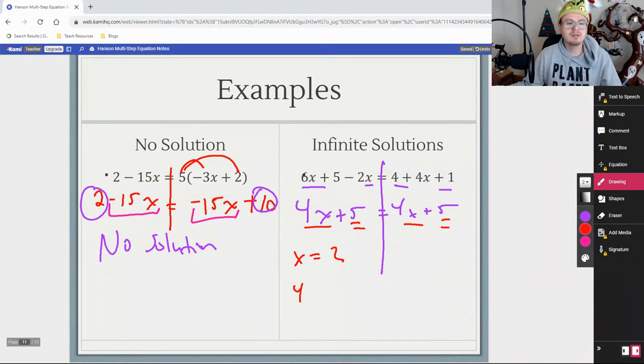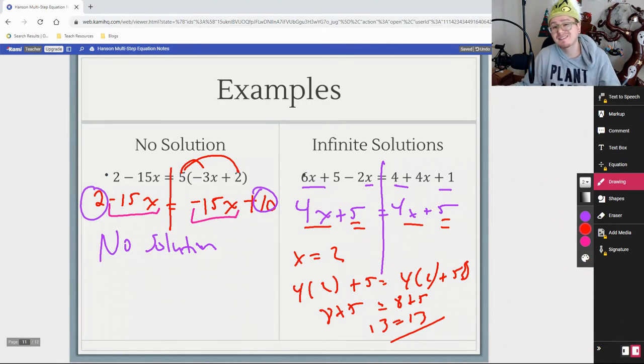If I put in 2, let's see if it's going to be, ooh, don't mind that. 8 plus 5 equals 8 plus 5, and 13 equals 13. And last time I checked, that's absolutely right. So that is your clear case example. When you get down to it, are the variable terms the same? Yes. That means it's a special case. Is the constant term the same? No. You have no solution.